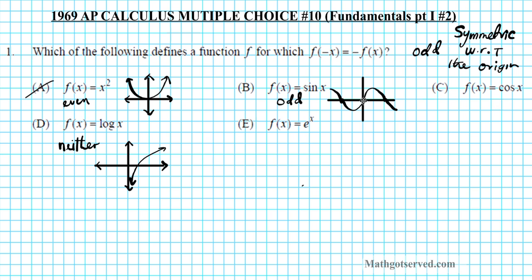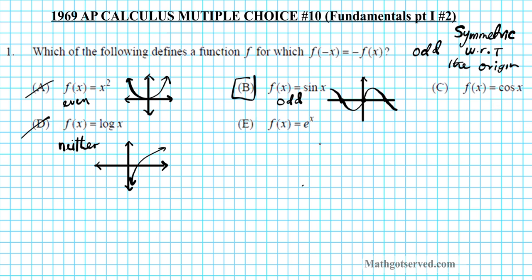If I rotate this portion of the graph 180 degrees, it's going to overlap this portion perfectly. Okay? That's what symmetry with respect to the origin means. It's kind of like a rotational symmetry. All right, so this is exactly what we're looking for. This is the answer. That's not the answer. Let's just explore the graphs of these other two just as a refresher.